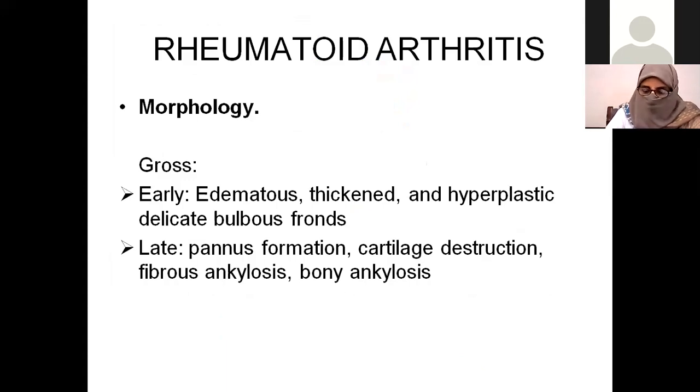Morphology, two or three things in osteoarthritis I have explained, okay, what are the things which are important in the morphology part. Again, there are a few things which you need to remember in the rheumatoid arthritis part. One is the gross or macroscopic. What happens grossly? The joints become edematous, thickened, hyperplastic, in the form of bulbous fronds.